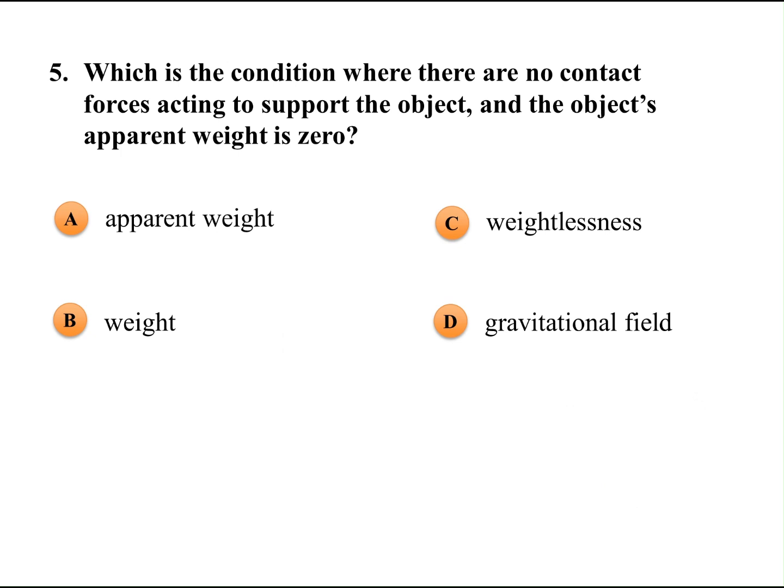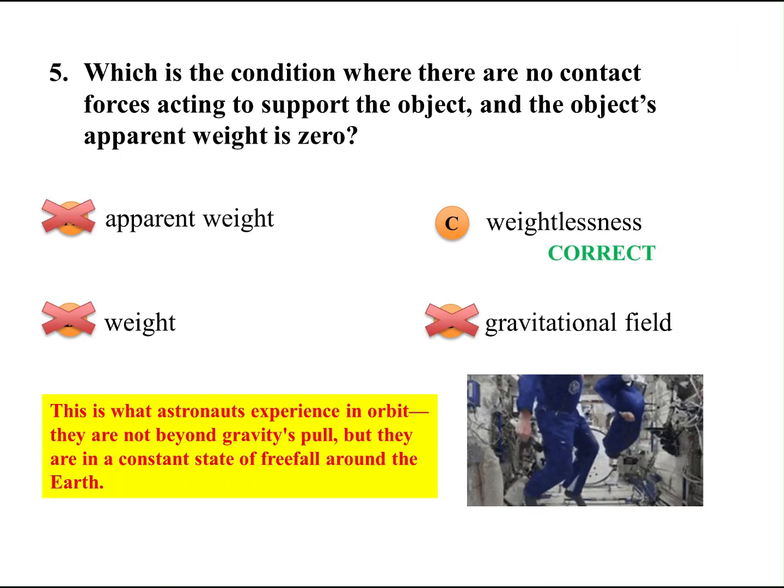Which is the condition where there are no contact forces acting to support the object, and the object's apparent weight is zero? Of course, the answer is C, weightlessness. And this is what astronauts experience in outer space.